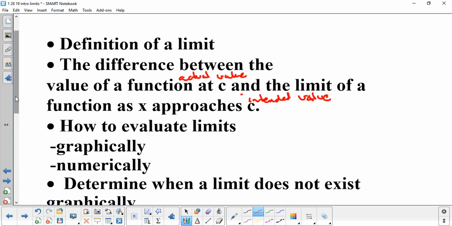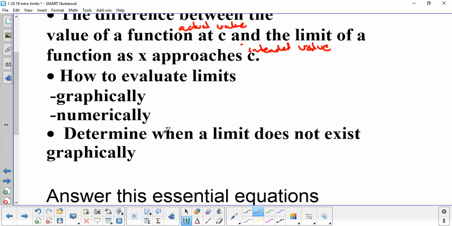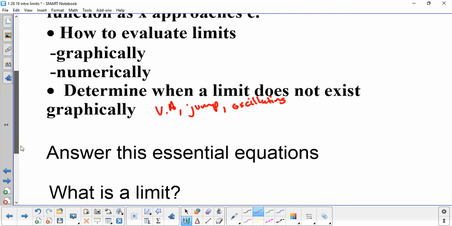How to evaluate limits? Graphically, numerically, I think we did that. And determine when limits do not exist. We talked about that as well. Two instances are a vertical asymptote, where it increases or decreases without bound. A jump in a graph, where it approaches two different values, or else you have oscillation. Oscillating. And that's what we got there.